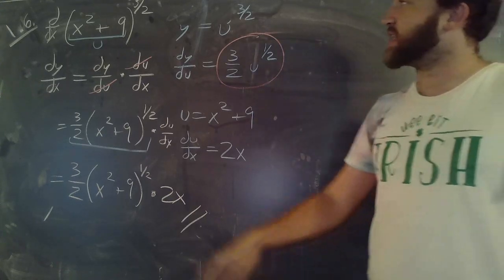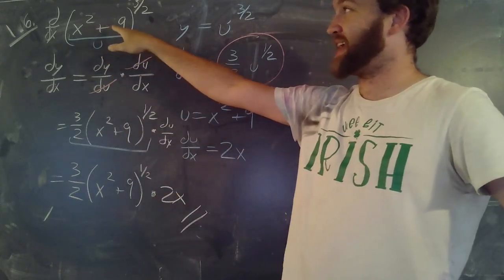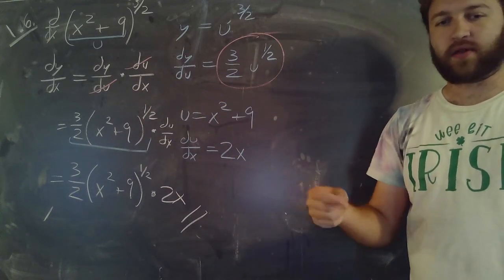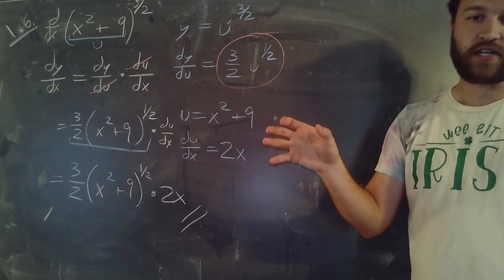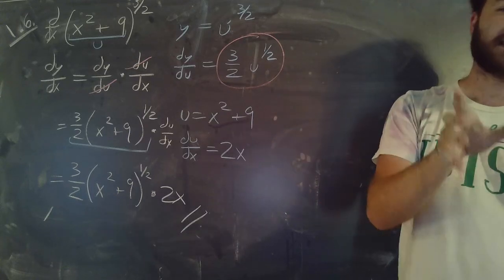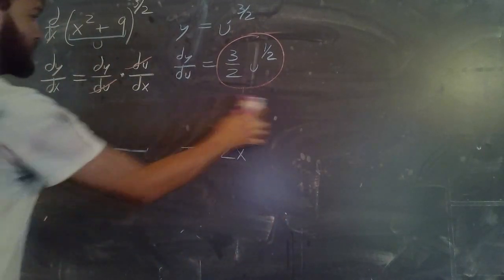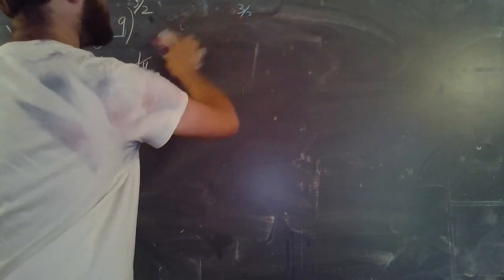So you can clearly see that I have this function x squared plus 9 plugged into something like u to the power 3/2. In other words, I have one function, something to the power 3/2, and I've plugged a different function into it. We call that function composition from algebra. So I'll clean up the board here and then show you a general formula that you can follow for this.